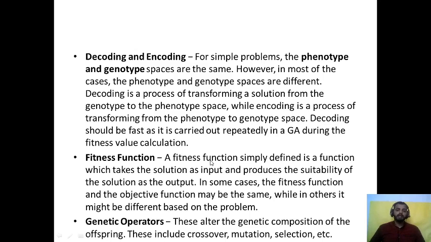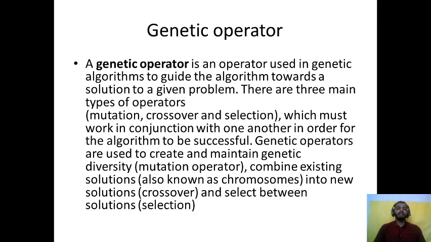The last one is the genetic operator. These alter the genetic composition of offspring. This includes crossover, mutation, selection, etc. Now, what are genetic operators? A genetic operator is an operator used in a genetic algorithm to guide the algorithm towards a solution to a given problem. There are three main types of operators: the first is mutation, the second is crossover, and the third is selection, which must work in conjunction with one another for the algorithm to be successful.